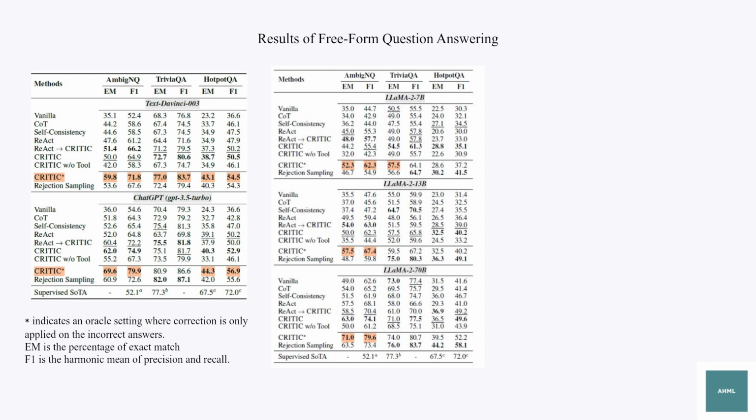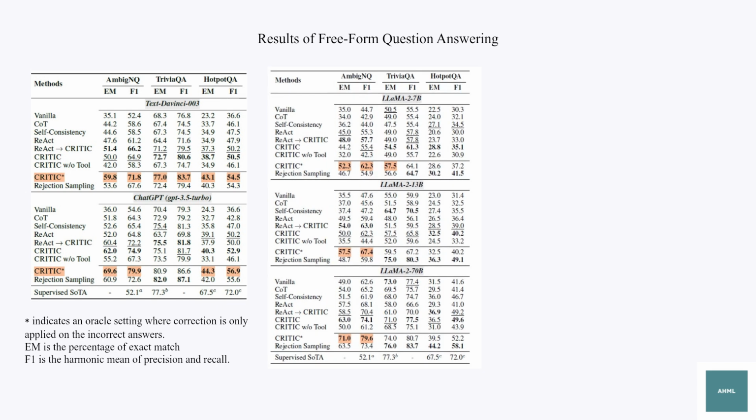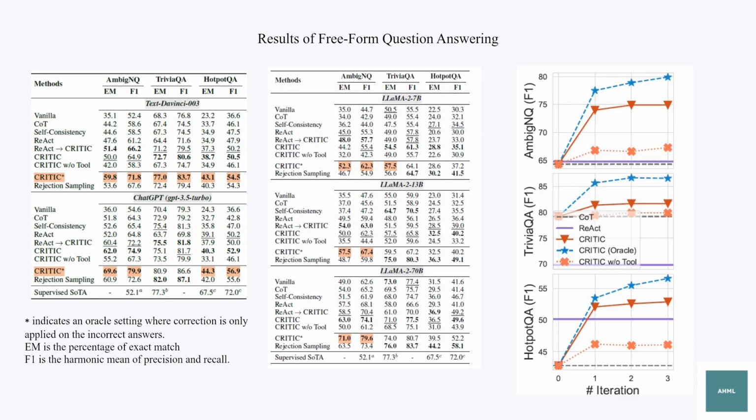CRITIC significantly outperforms all baselines across all datasets on DaVinci and ChatGPT. Yet, CRITIC only outperforms on the AmbigNQ dataset when it is applied on Llama 2. The fact that CRITIC outperforms rejection sampling highlights that CRITIC not only pinpoints errors, but also provides actionable suggestions, guiding the new generation to avoid similar errors. Also, the study demonstrated that tool calls play a critical role, as CRITIC without tool contributes marginal improvement and even falls short compared to the initial output.